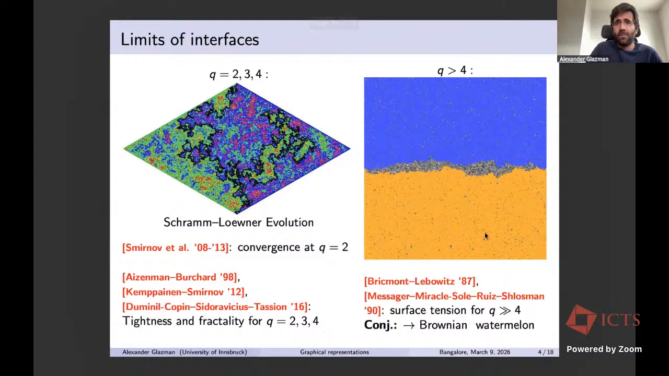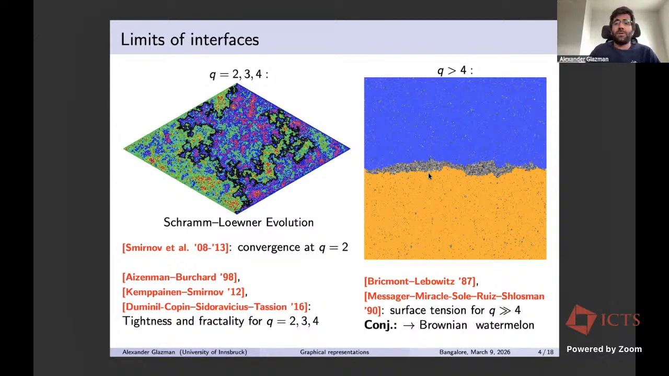At the same time, when Q is above 4, the conjecture is very different. In fact, for the interface, you should see somewhat the behavior which is reminiscent of the subcritical. That the interface behaves like a Brownian bridge. And in fact, this was conjectured in the works of Messager, Miracle-Sole, Ruiz, and Shlosman. So if you put the conditions, depending on what you put, you'll have a different limit.